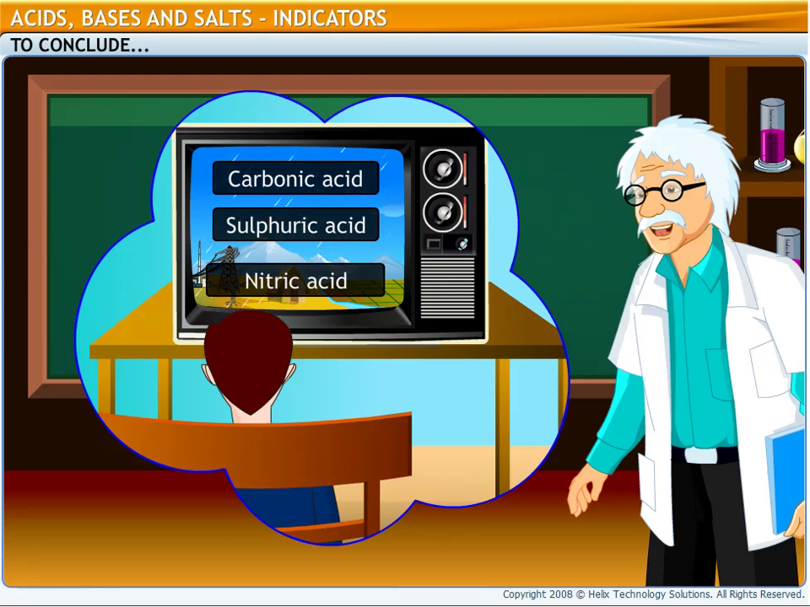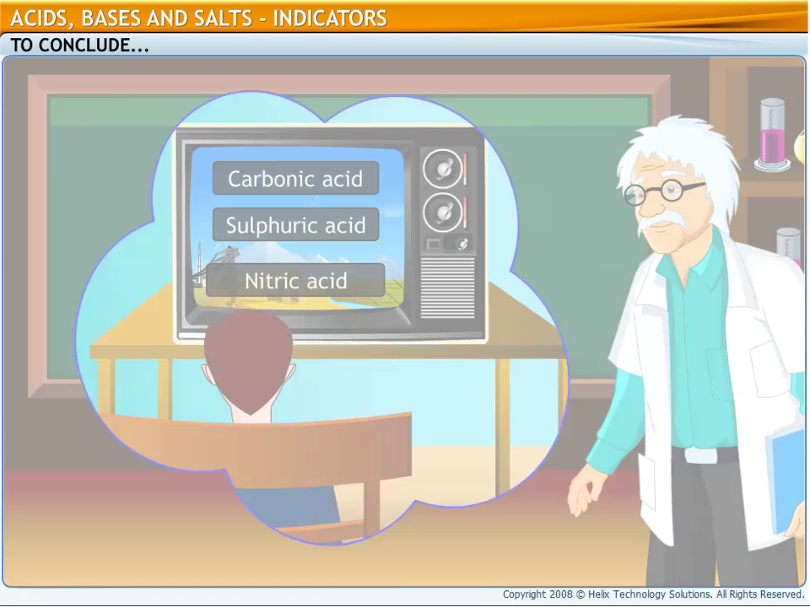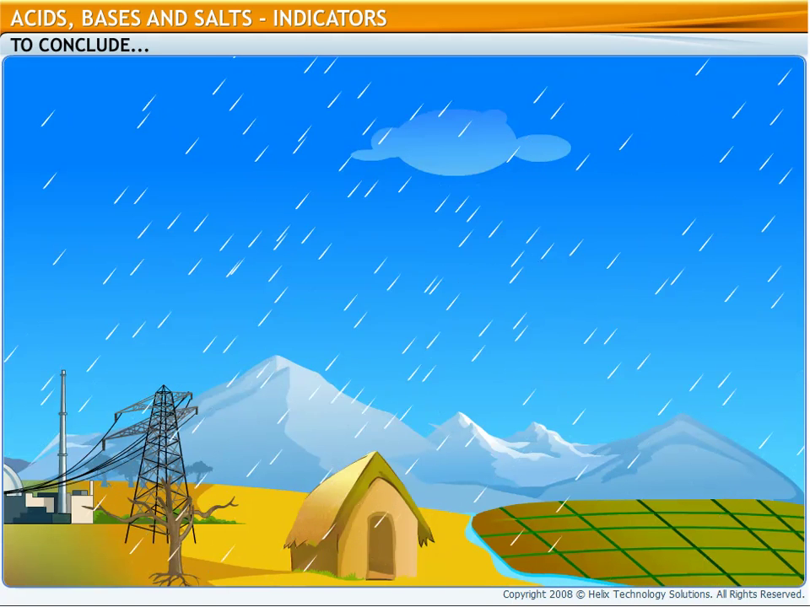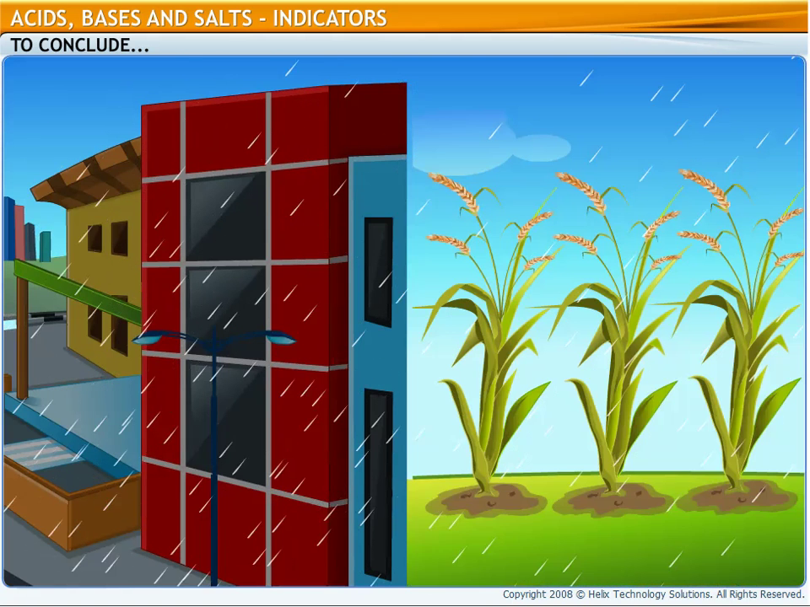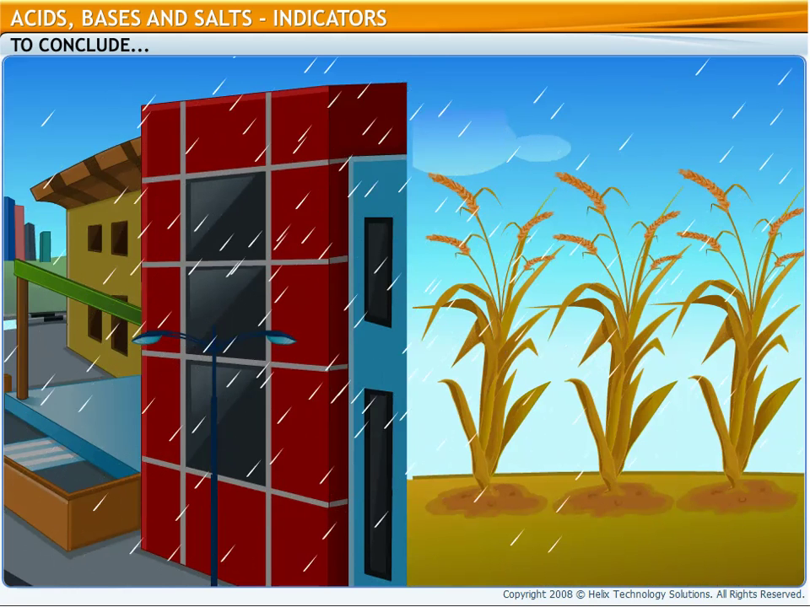This rain causes a lot of damage to buildings, plants, and animals. This is one important reason why we must avoid polluting our atmosphere.